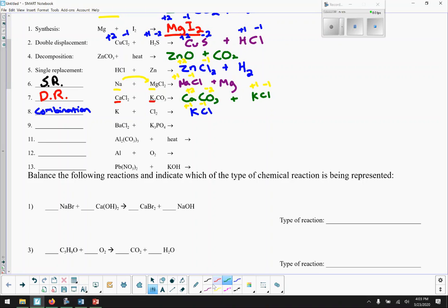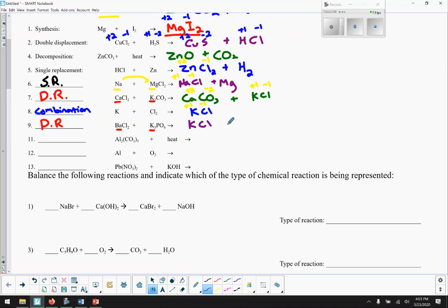Barium chloride and potassium phosphate. So, two ionic compounds, a metal and a nonmetal, or a metal and a polyatomic ion. Again, we're looking at a double replacement reaction where barium and potassium, the positive parts, are going to switch partners. So you're going to end up with potassium, the K, going with the chlorine.